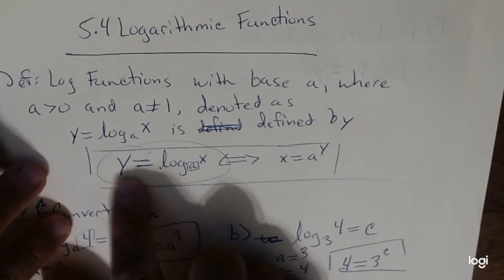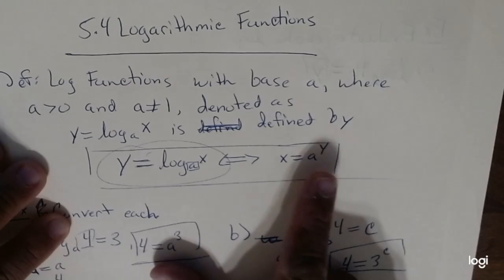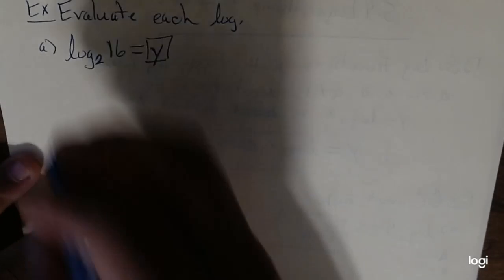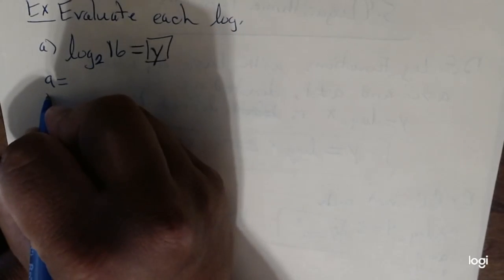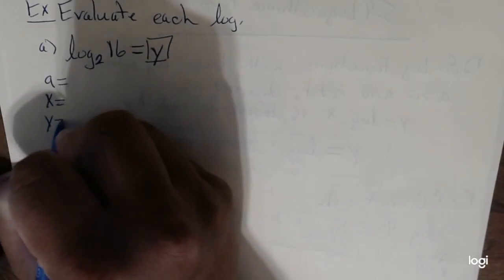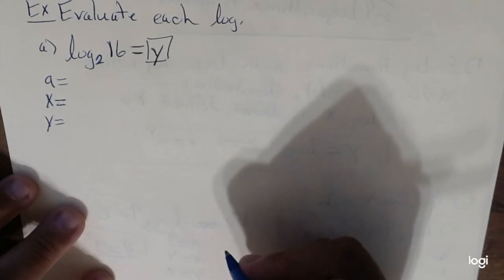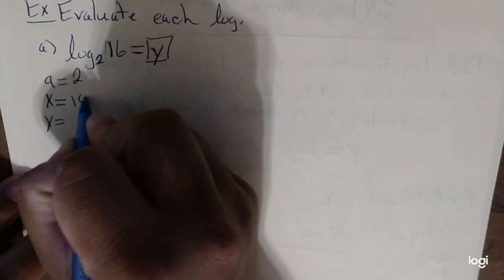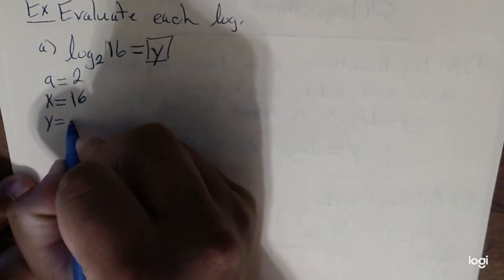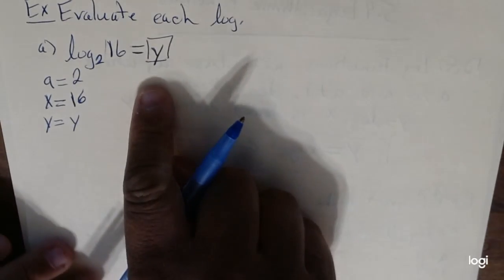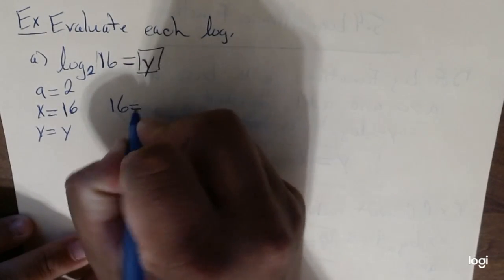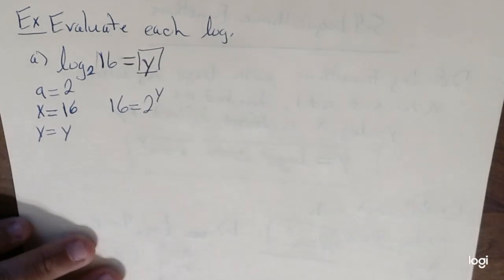And how we're going to do that is we're going to use a conversion to solve for the y value itself. So if I just rewrite that, it has to equal y. That's what we're looking for, the y value. So now if I convert this, just the way we just did it, in this case, a is going to be 2, that's our base. X is 16, that's what's being evaluated. And y is just y, the letter y itself. If we rewrite using exponentials, I now have 16 is equal to 2 to the y power.